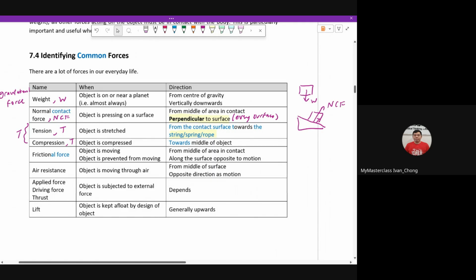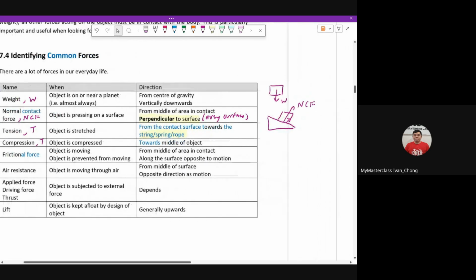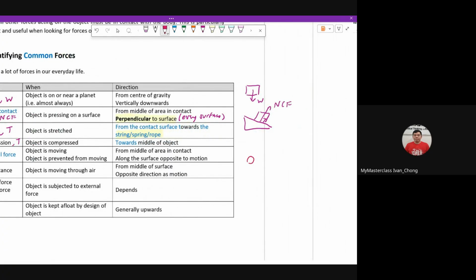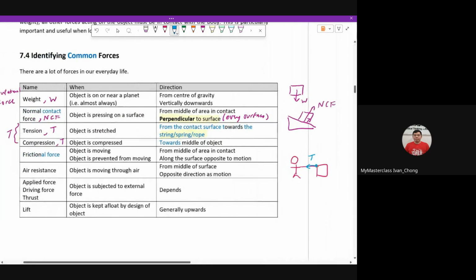So for example, if you are pulling a box, first thing, your object will be the box. So you will start from the box towards the rope. So this is your tension. Okay, so this is the tension on the box.